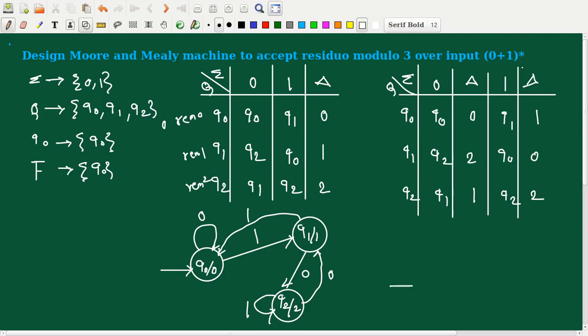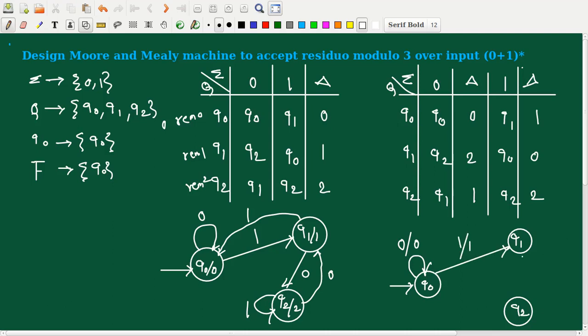Now I should draw a state transition graph for this particular Mealy machine. So I'll draw the states Q0, Q1 and Q2. Now I should show the transitions, and in a Mealy machine the transitions will contain output. So Q0 with input 0 is going to Q0, and the output associated with that is nothing but 0. Q0 with input 1 is going to Q1, and the output associated with that is nothing but 1.